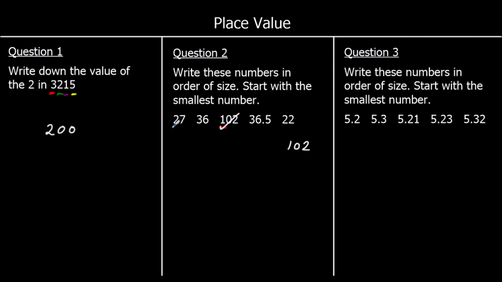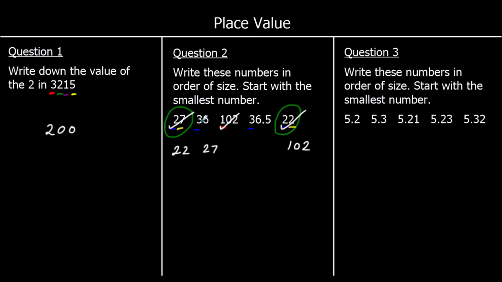The next column is the tens. So we've got a 2, a 3, a 3, and a 2. The numbers with 3 are going to be bigger than the ones with 2 in the tens. So if I go for the smallest first, I'm going to look at the 2 numbers with a 2 in the tens. So the smallest one, if we go on to the ones, we've got a 7 or a 2. So the smallest one is 22, then 27.